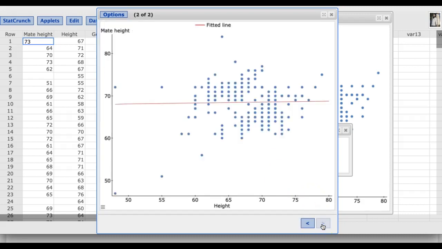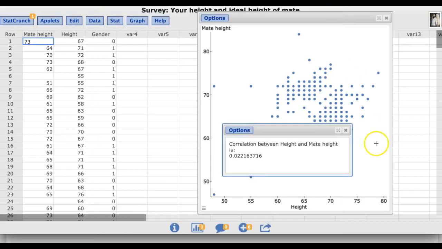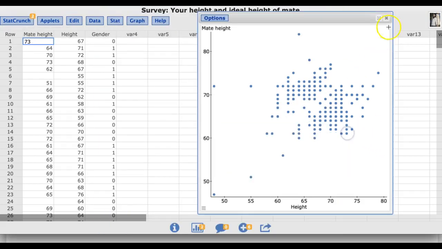Now, even if you look at this, look at that line. Very horizontal line here. So I guess it wasn't cut out for regression.